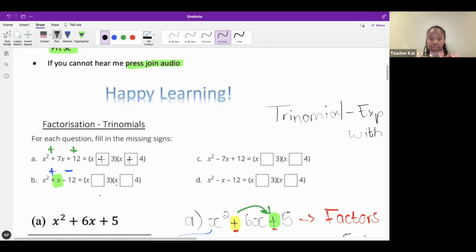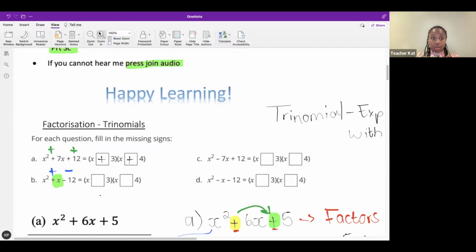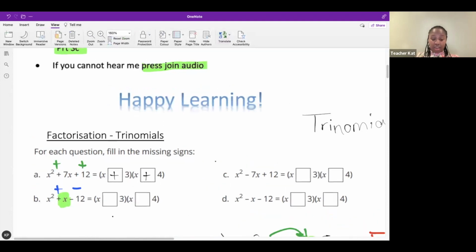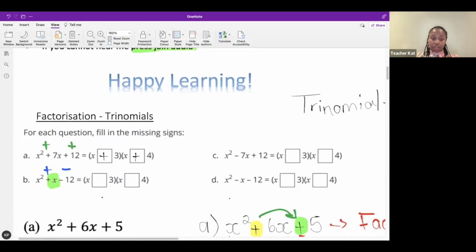Think. Between 3 and 4, who must be negative for me to have a positive 1? I think my first question was who must be positive. I like how Bushal is answering all the questions. So 3 has to be negative and 4 has to be positive, because negative 3 plus 4 gives me positive 1. Are we with me, guys?